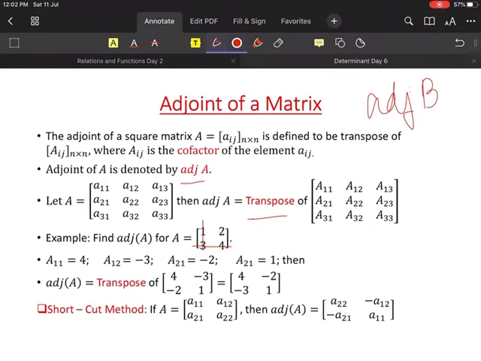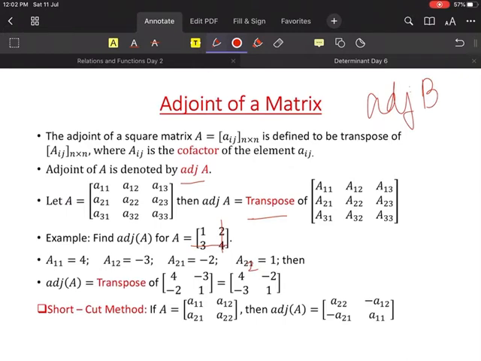Now the last one, I made a mistake. I have to write this one, A22. What is the cofactor of A22? Cut this row and column, and what I get is 1. So A22 is 1. Understood? Clear about the cofactors?